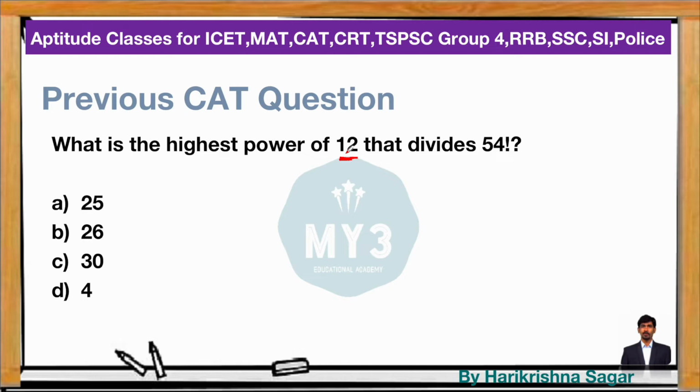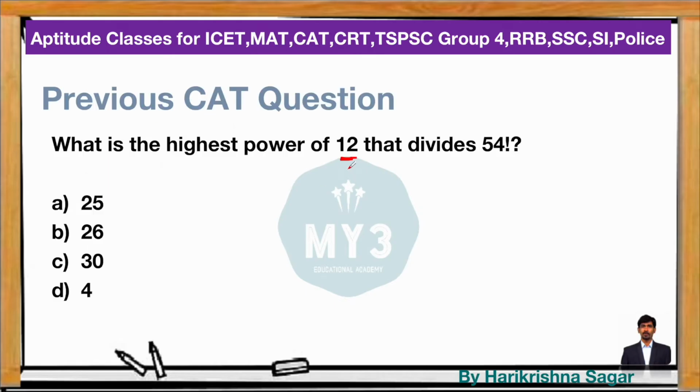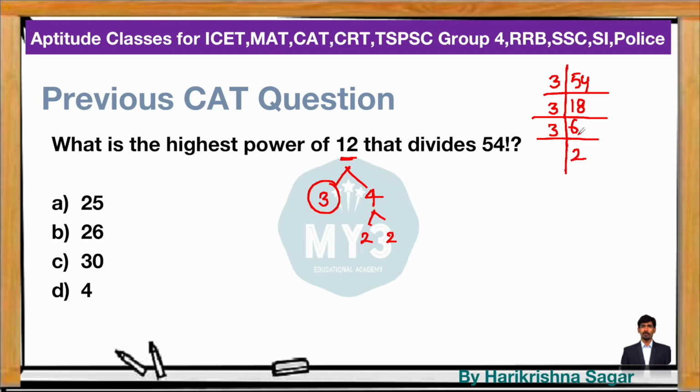What we need to do is, first, 12 is not a prime number. First split this 12 into composite numbers. How can we split 12? 12 can be written as 3 into 4. 4 is not a prime number, so again I am writing it as 2 into 2. First let me check how many 3's are there in 54 factorial. For that we just take 54 and divide with 3. 3 18s are 54. Again 3 6s are 18. Again 3 2s are 6. And further simplification is not possible.